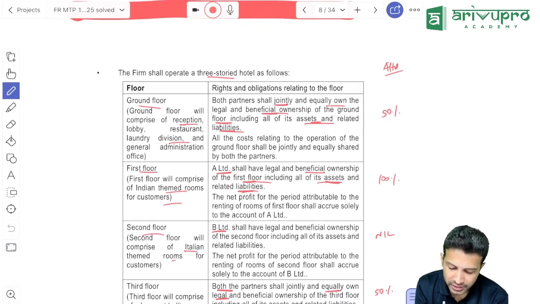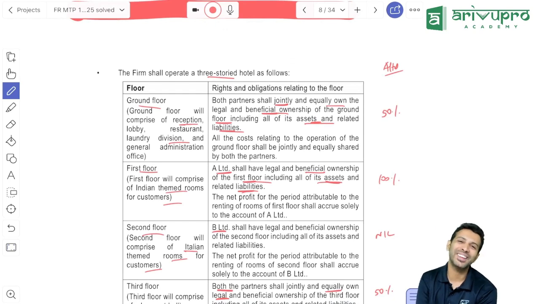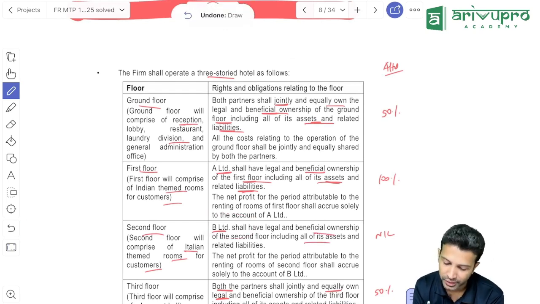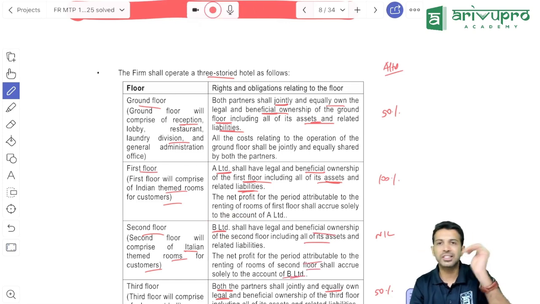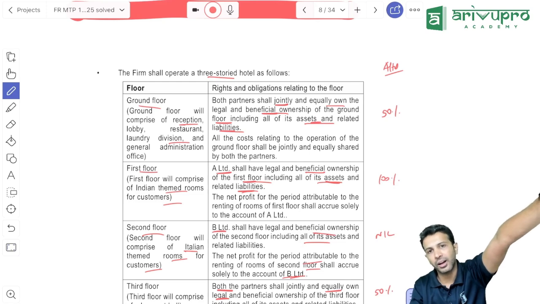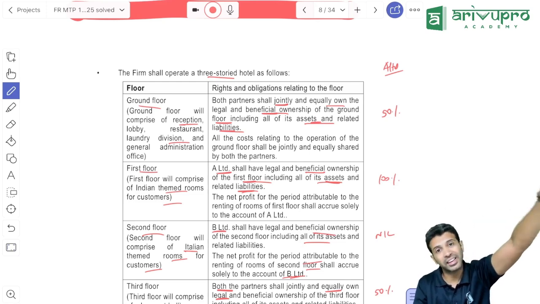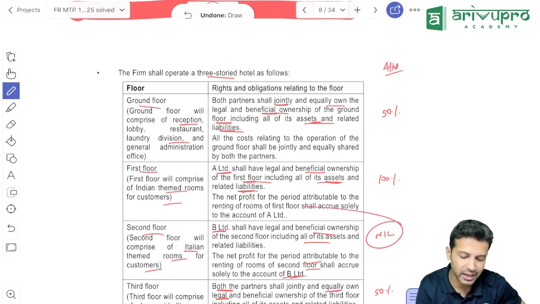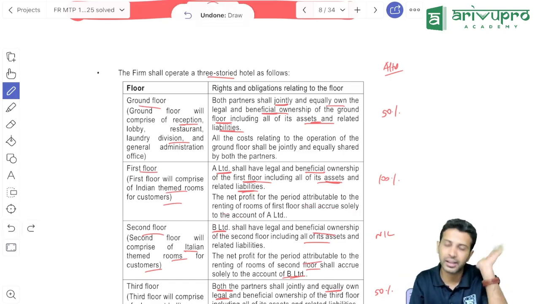Second floor has some Italian themed rooms in there for customers. So B Limited will have a legal ownership of that. Net profit for the floor entirely belongs to B Limited. So B Limited's assets, liability, income and expenses of the second floor rooms entirely belong to B. That means A has 0% share in this. That's what they have agreed.